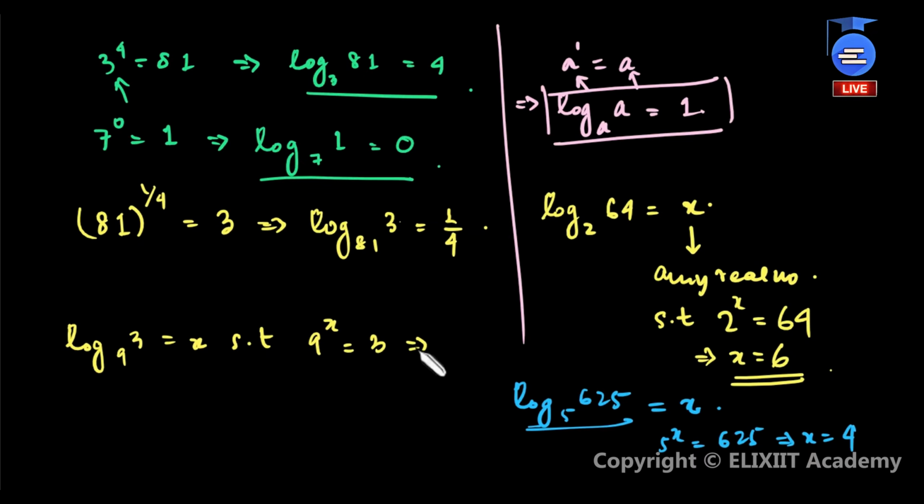9 to the power x is equals to 3. What is x from here? 9 is basically 3 square, so 3 to the power 2x is equals to 3 to the power 1. x is equals to half. So log 3 base 9 is equals to half. Right?